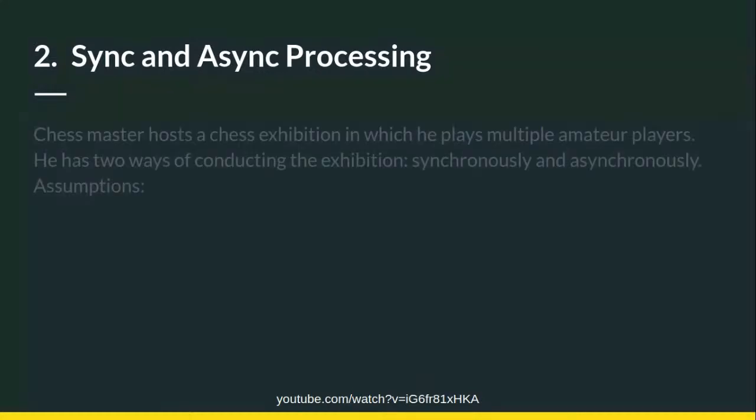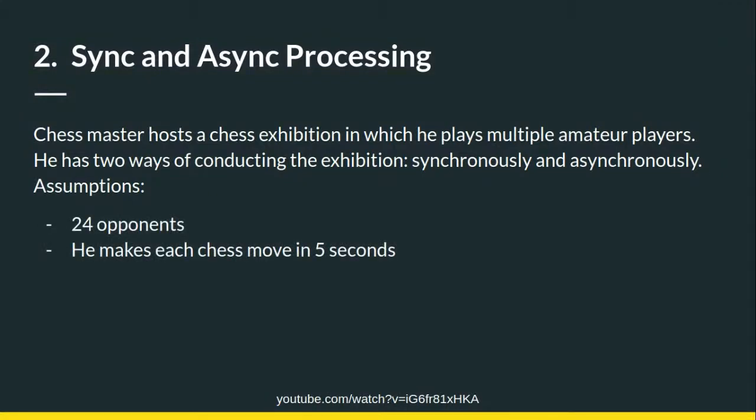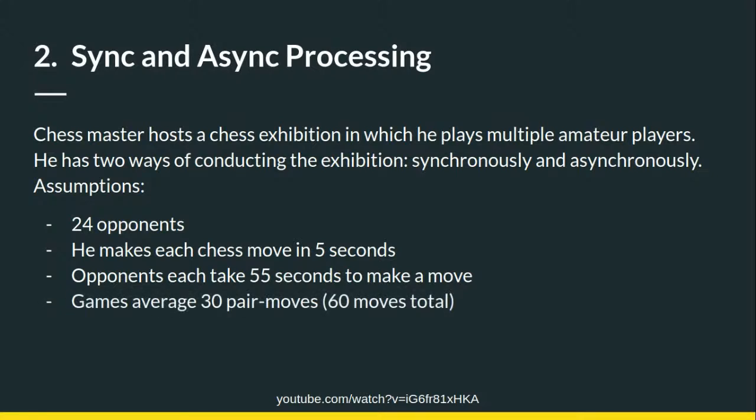Imagine there is a chess master hosting a chess exhibition in which he plays multiple amateur players. He has two ways of conducting the exhibition: first synchronously and second asynchronously. The assumption: there are 24 opponents. He makes each chess move in 5 seconds. Opponents each take 55 seconds to make a move. The game averages 30 pair moves, so the total is 60 moves.